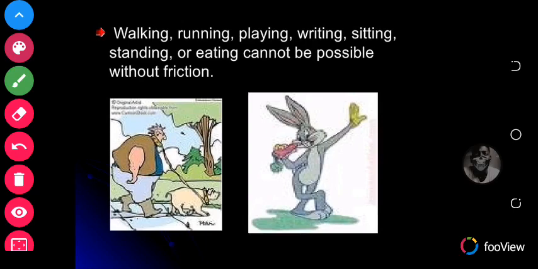Walking, running, playing, writing, sitting, standing, or eating cannot be possible without friction. So without friction, even walking will be difficult. Running, we would slip whilst running. Playing, a lot of slipping. And writing wouldn't even be possible without friction.